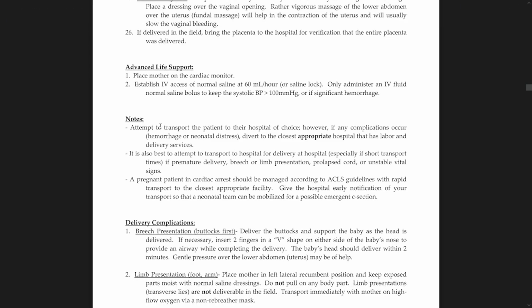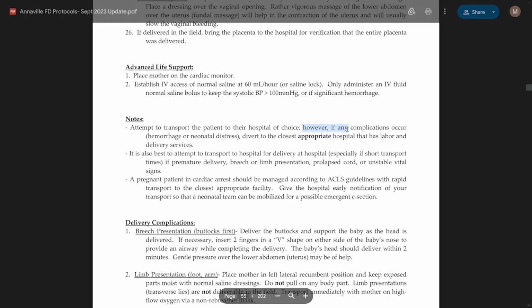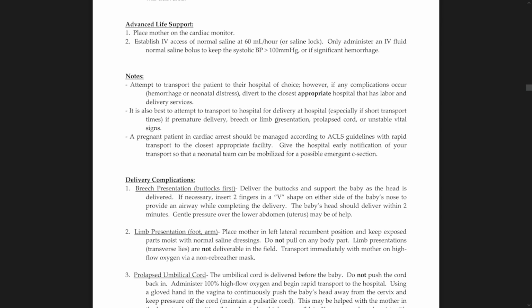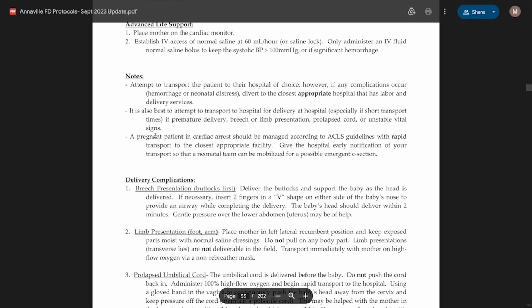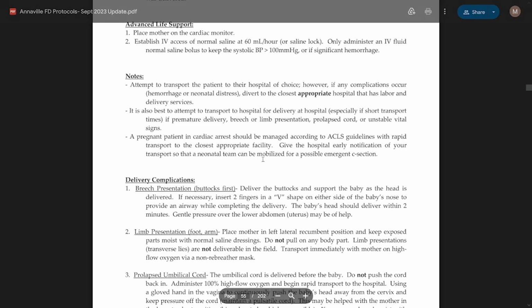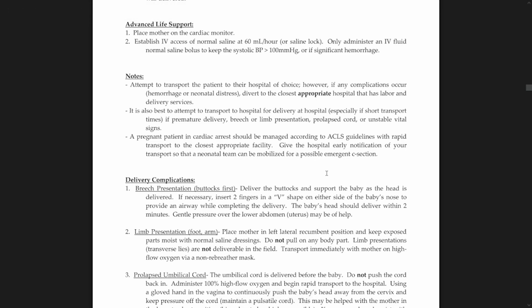Note: attempt to transport the patient to their hospital of choice. However, if any complications occur, such as a hemorrhage or neonatal distress, divert to the closest appropriate hospital that has labor and delivery services. It is also best to transport to the hospital for delivery, especially if there are short transport times, premature delivery, breech or limb presentation, a prolapsed cord, or unstable vital signs. A pregnant patient in cardiac arrest should be managed according to the ACLS guidelines with rapid transport to the closest appropriate facility. Give the hospital early notification of your transport so that a neonatal team can be mobilized for a possible emergent C-section.